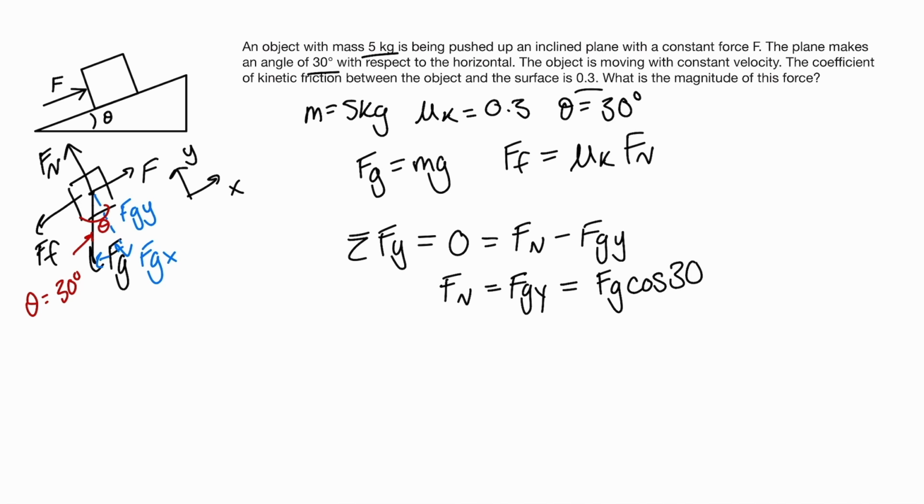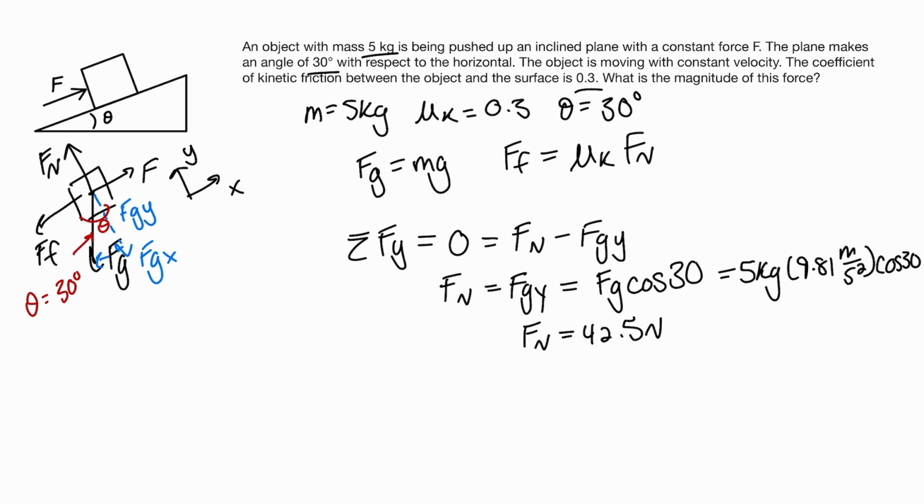We already have the equation for Fg, so we can just plug that in. 5 kilograms times 9.81 meters per second squared, multiplied by cosine 30. Doing this, we will get the answer of 42.5 newtons.